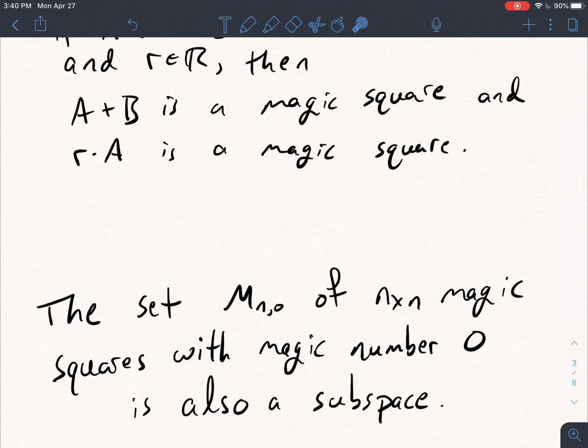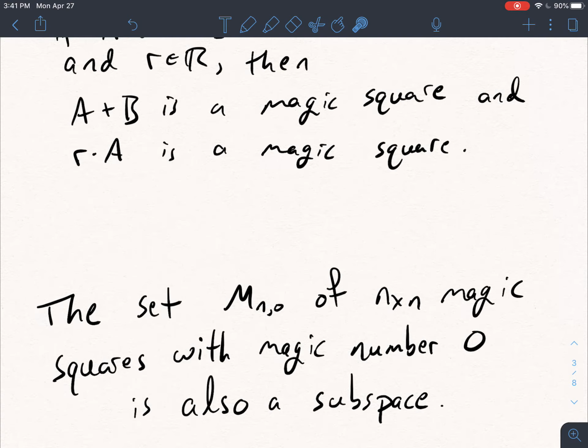Okay, cool. All right, going even further, the set of n by n magic squares with magic number 0 is also a subspace. We're going to denote that by m sub n comma 0. So this is a subspace of m sub n. And why is that true? Well, same sort of reasoning. We already know that if you add two magic squares together, you get a magic square, and if you scale a magic square, you get a magic square.